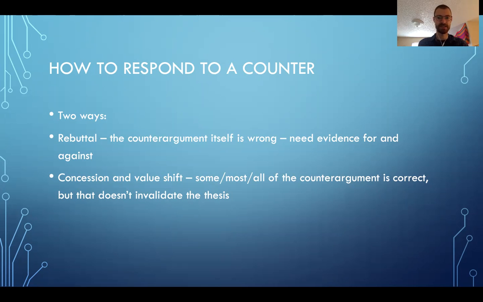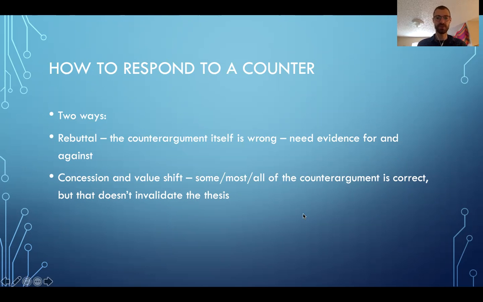You can kind of combine these in certain circumstances, but it's helpful to think of these as the 2 main things. A rebuttal is where you say that the counterargument itself is wrong. So you have some evidence supporting the counterargument, you bring it up, it undercuts your thesis, and then you say, actually, that counterargument's not correct, and you bring up some other evidence to prove that it's not true. A concession and value shift is where you first concede the counterargument by saying that some or most or all of the counterargument is correct, but then you shift values and say, even though it's correct, it doesn't invalidate the thesis, and you explain why.